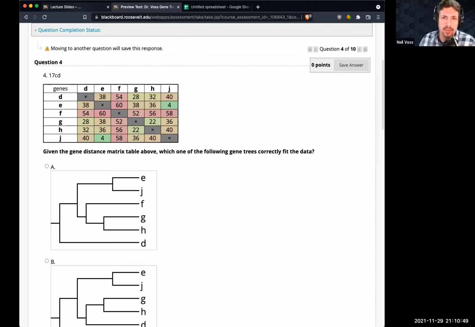Let's break it down. E and J are easily connected first. That is a 4, right? The next lowest numbers I'm seeing are like 22. I see a 28 here. So 22 is connecting G and H.